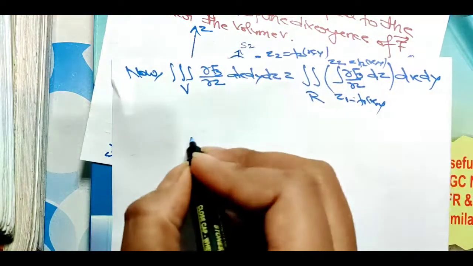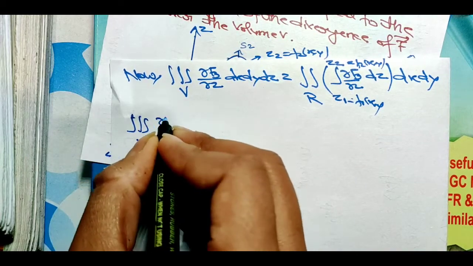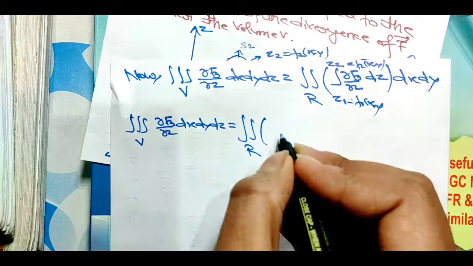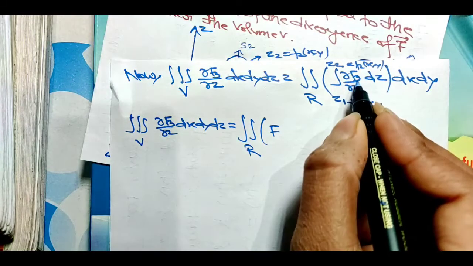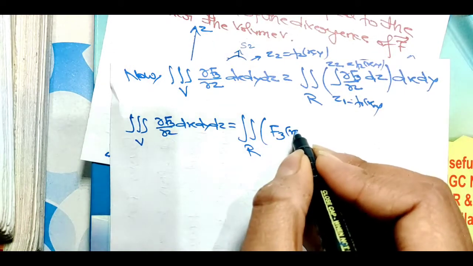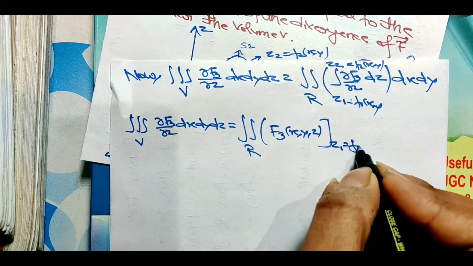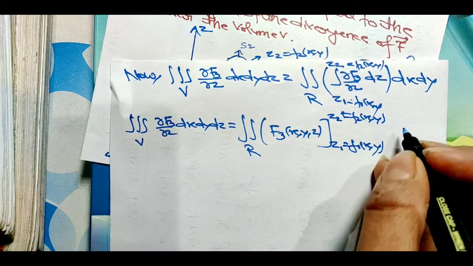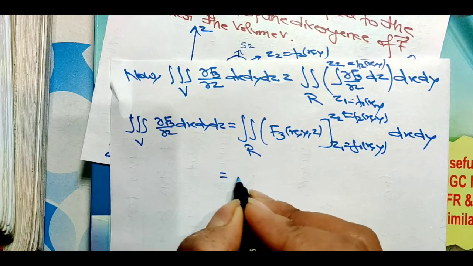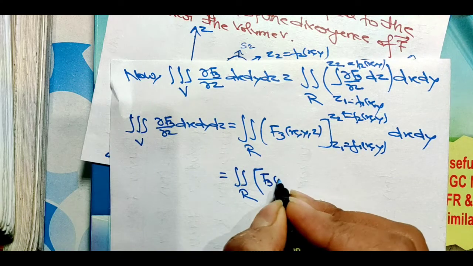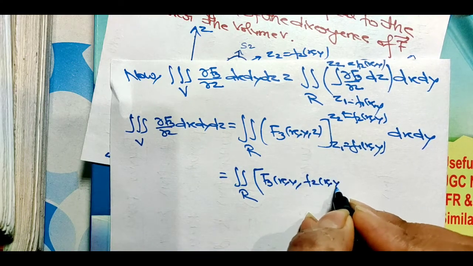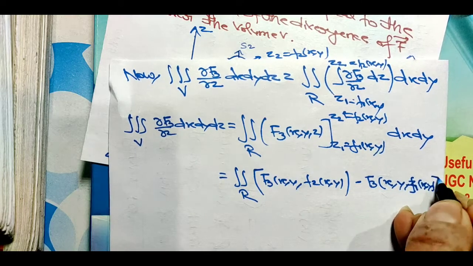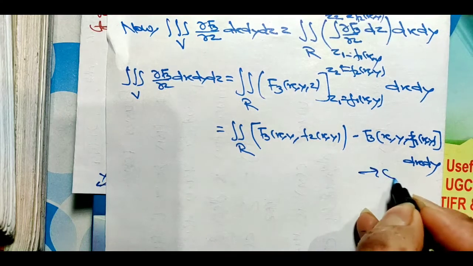Now, after solving, we get the double integral over R. We are integrating and differentiating f3 at the same time, so it cancels out and becomes f3(x, y, z), with the upper limit z2 = f2(x, y) and the lower limit z1 = f1(x, y), dx dy. Putting in the limits over R, we get f3(x, y, f2(x, y)) minus f3(x, y, f1(x, y)) dx dy. Give it equation 4.